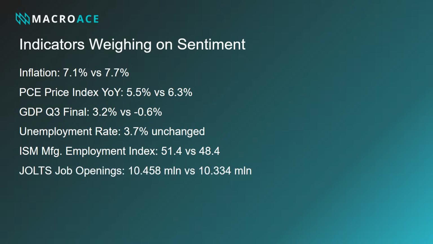The JOLTS job openings data, which also moved the markets this week, came in at 10.458 million compared to the prior of 10.334 million. And that, of course, with that better than expected or higher than expected JOLTS data, led to some dollar strengthening as well.